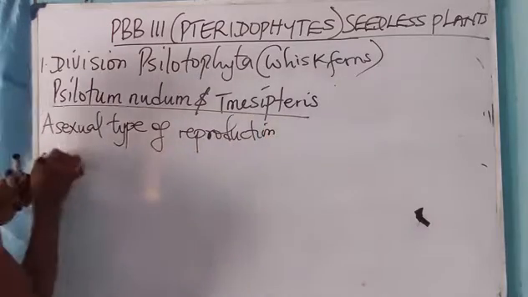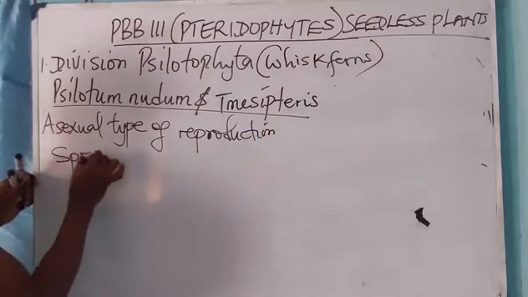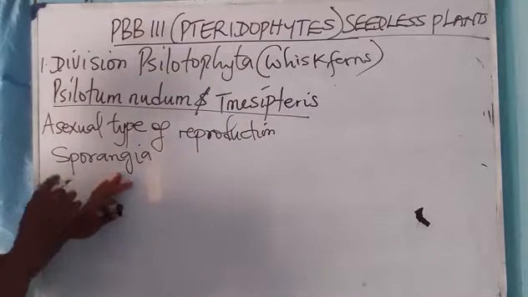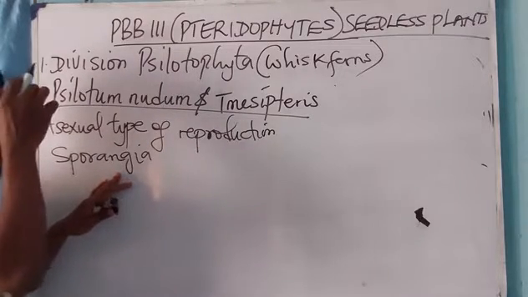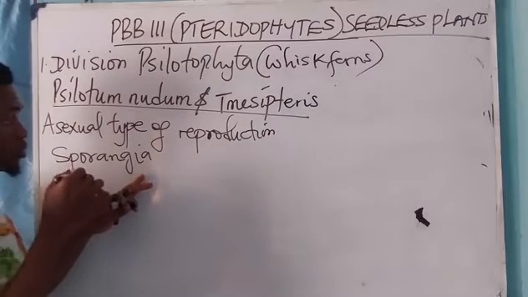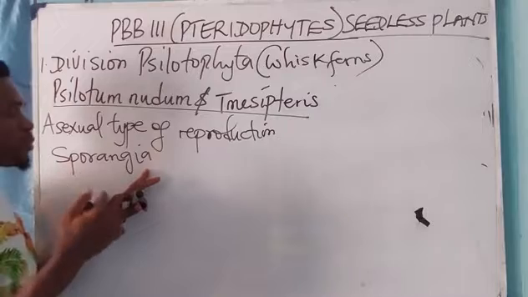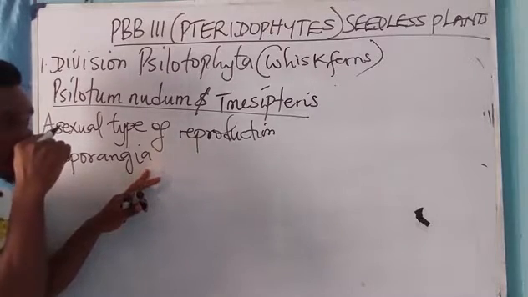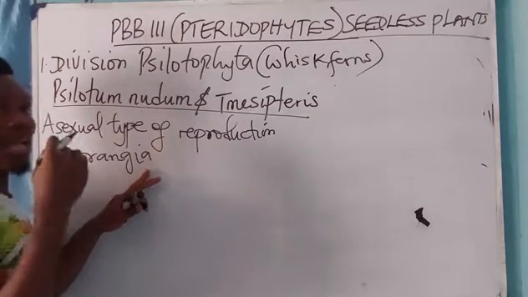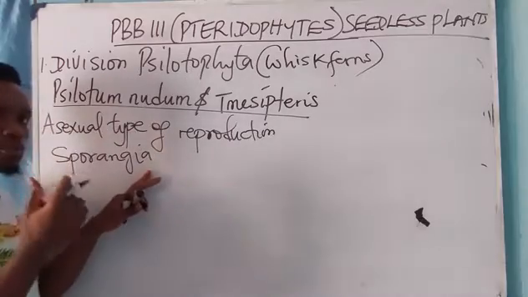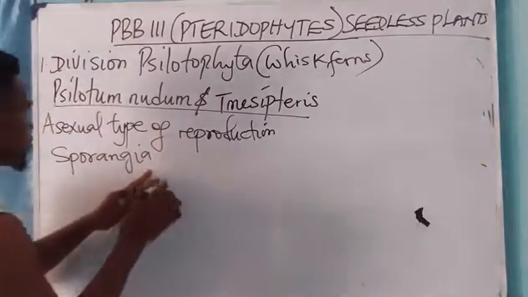Now, the sporangia is capable of producing the sporangium. The sporangium will now produce spores. The spores could be the large type of spore called the megaspore, or the small type of spore called the microspore. We'll get to it. Let us take it easy.